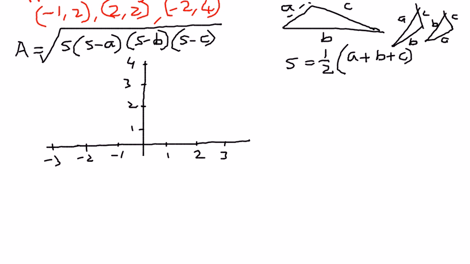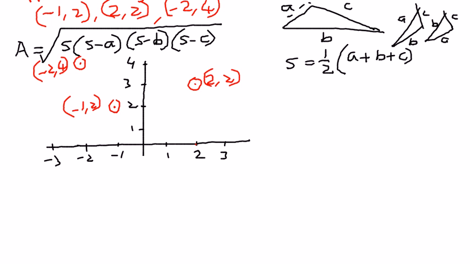The first point is -1, 2: -1 on the negative x-axis and 2 units on the positive y-axis. So this point here is -1, 2. The second point is 2, 2: 2 units on the positive x-axis, and then from there we rise 2 units on the positive y-axis. So this is 2, 2. The third point we have is -2, 4: -2 on the negative x-axis and 4 on the positive y-axis. So this point here is -2, 4.